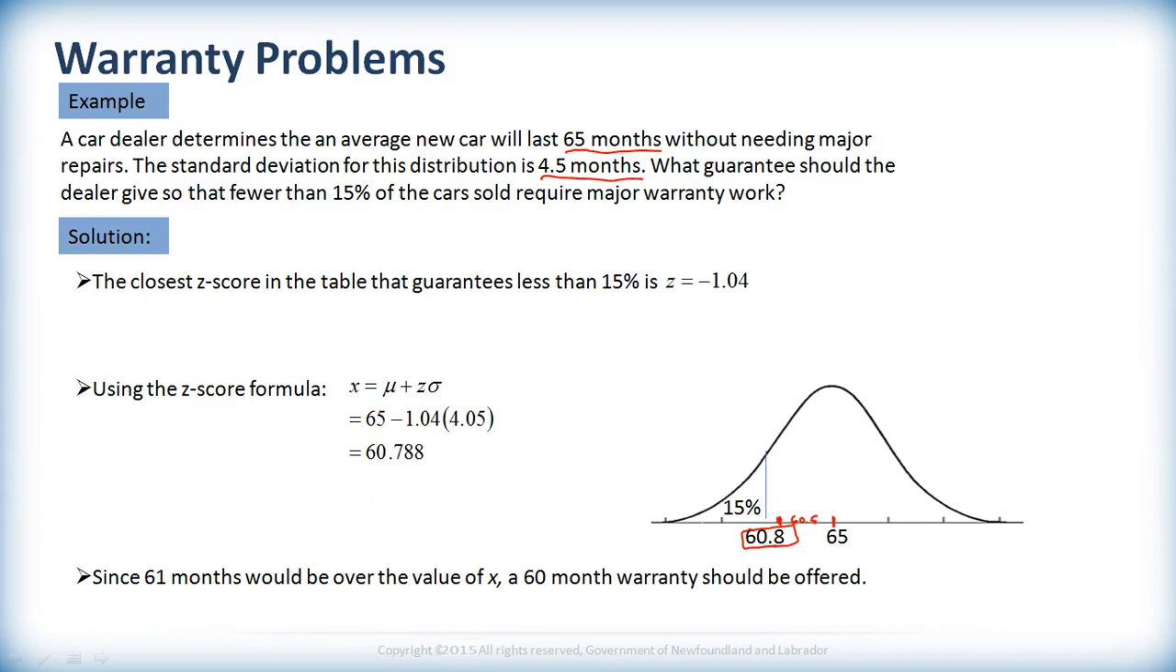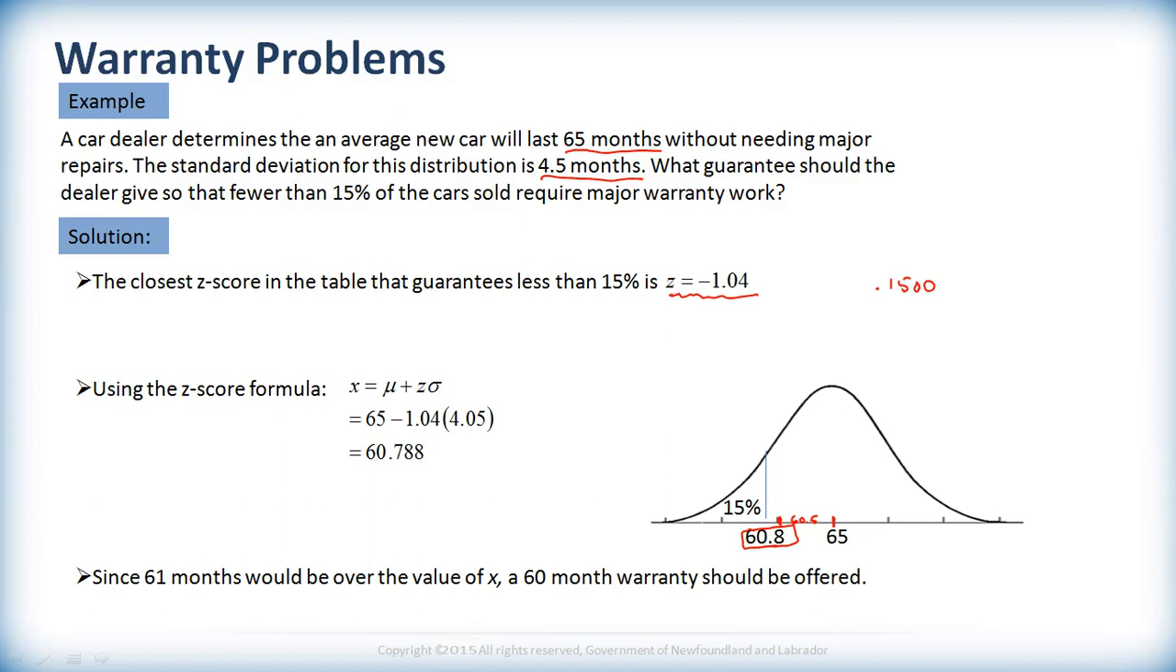So what we did was, we said the closest Z-score in the table that guarantees less than 15%. If you look in your Z table, you're looking for 0.1500, and the closest one that's going to guarantee you to be less than that would be a Z-score of negative 1.04. We won't go back and look at the table. We'll assume that we're okay with that for now, because we've done a fair bit of that already.